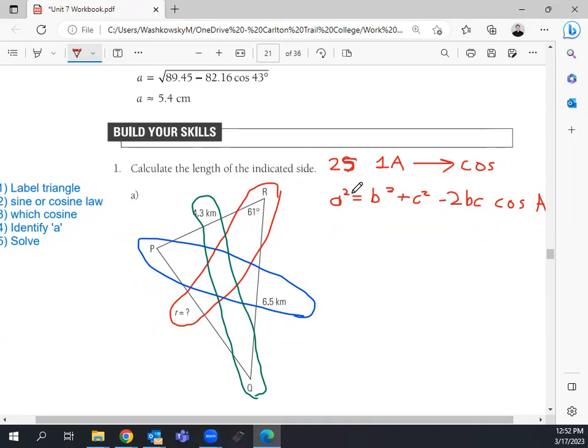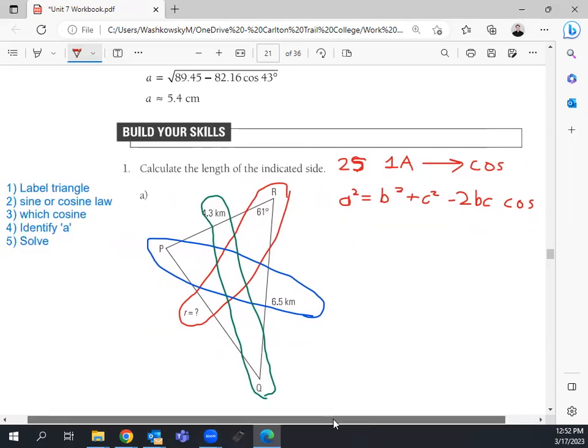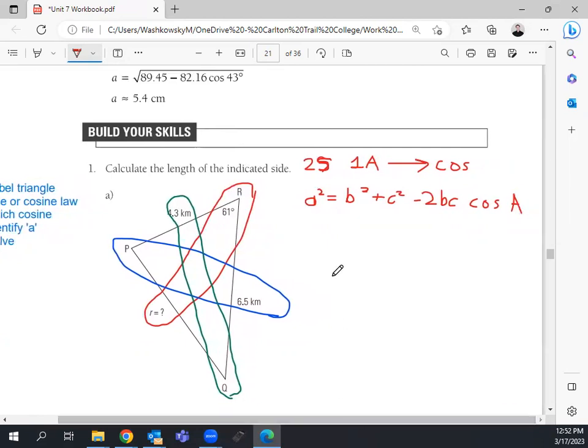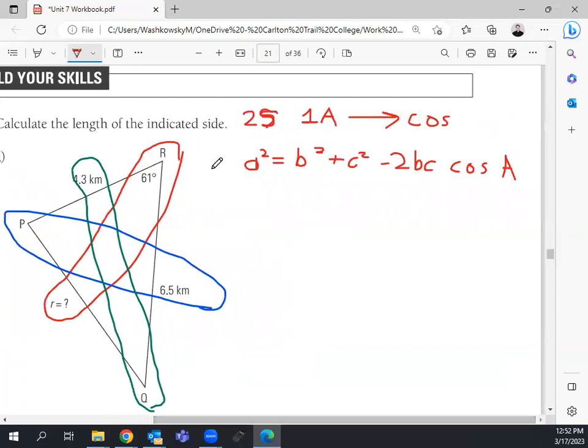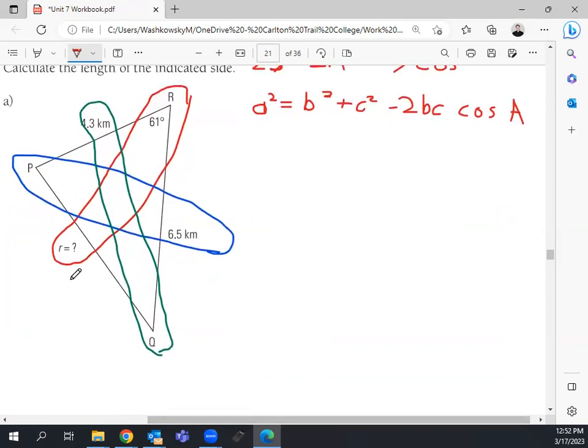So what I need to try and do now is identify A. Remember, right now in the formula, it's solving for A. So I just need to correctly label this. I'm trying to directly label A. What that means is, what are you trying to solve? I'm trying to find this thing right here. I'm trying to find R.